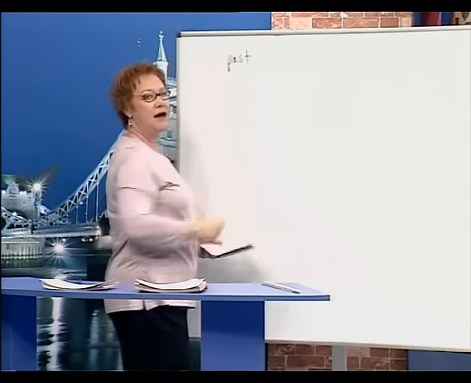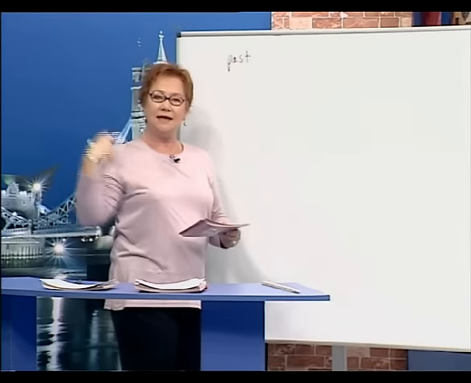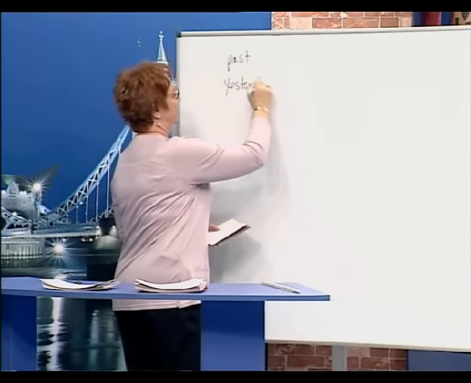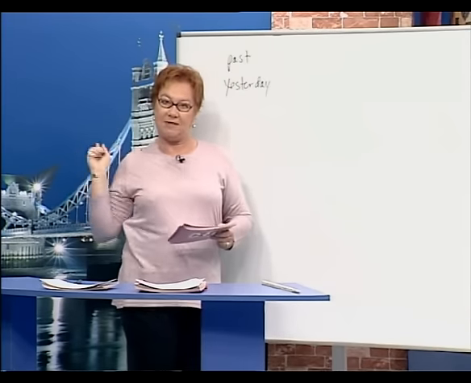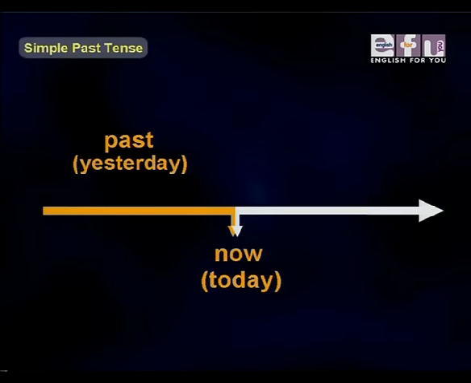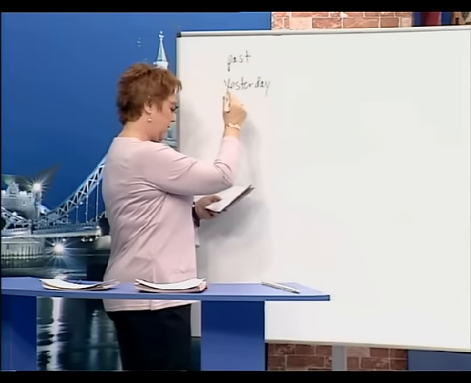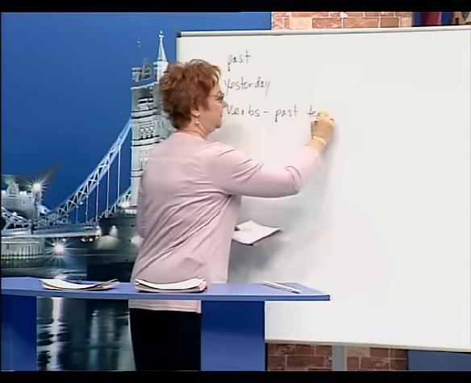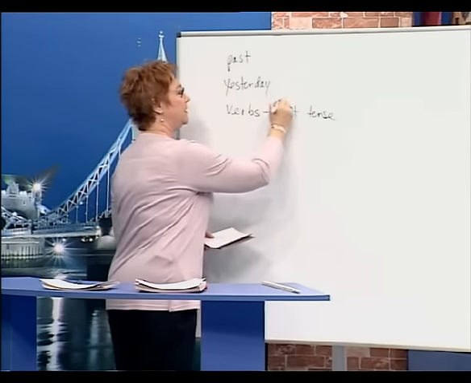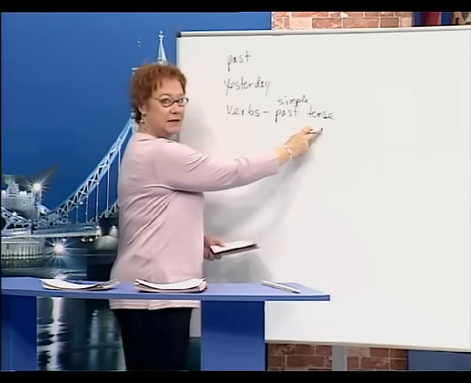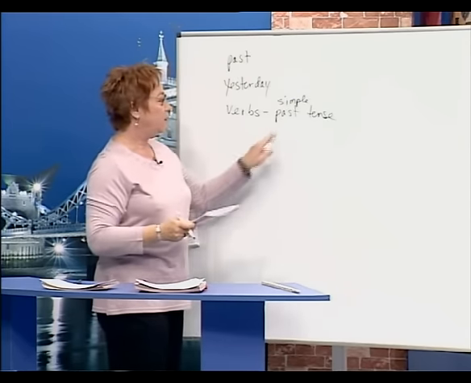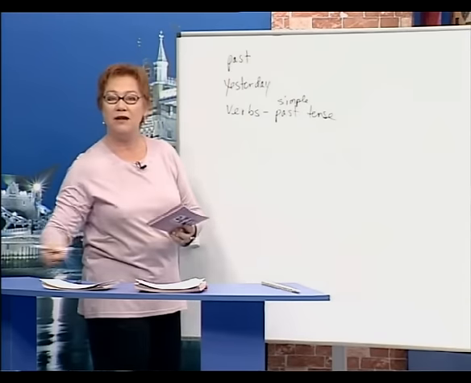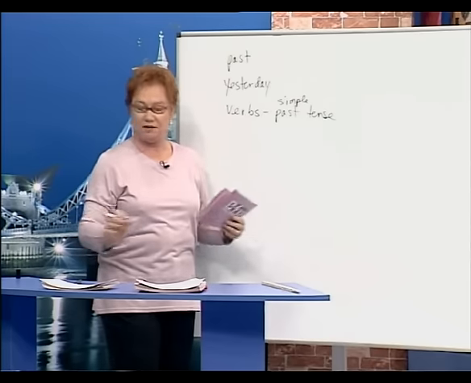Now, things that happened in the past happened before now. So, yesterday is the word for the day before today. Yesterday happened before today. It happened before now. Now, to talk about the past, we use verbs in the past tense. And today, we're going to talk about the simple past tense. Okay? Now, we use the simple past tense to talk about events in the past that are finished.